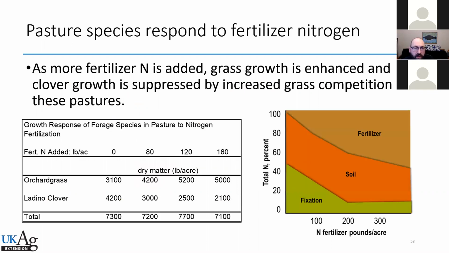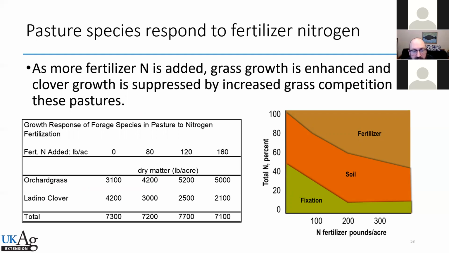Here's the thing about the legumes with the question. Here's a clover orchard grass mix, fertilizer, nitrogen added across the top. How much dry matter was harvested? John Grove gave me this slide, and this is some Kentucky data.